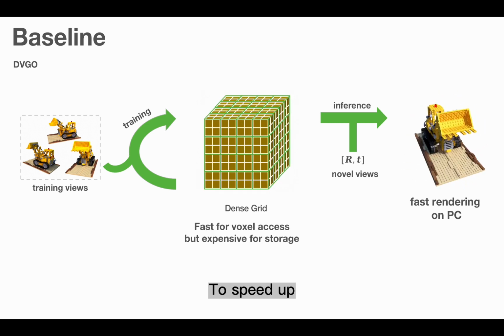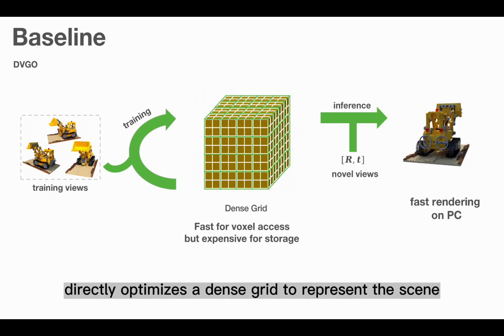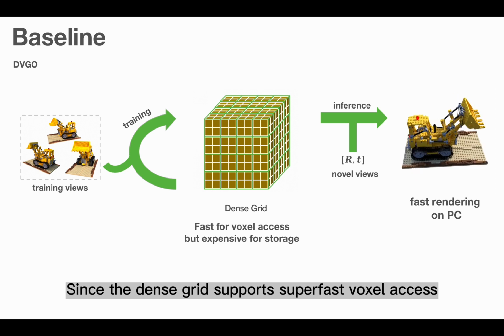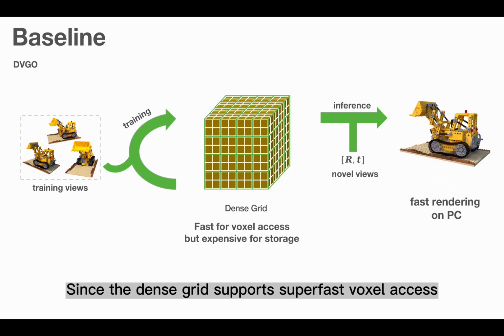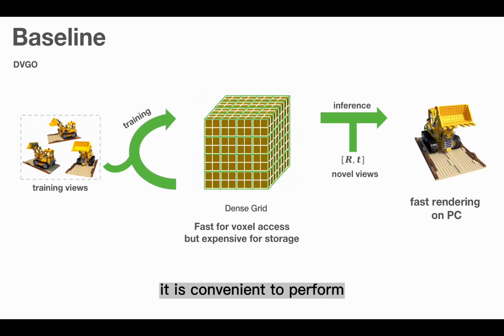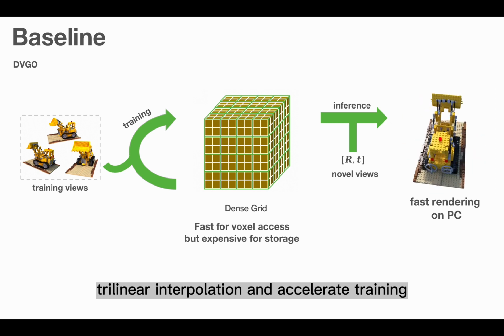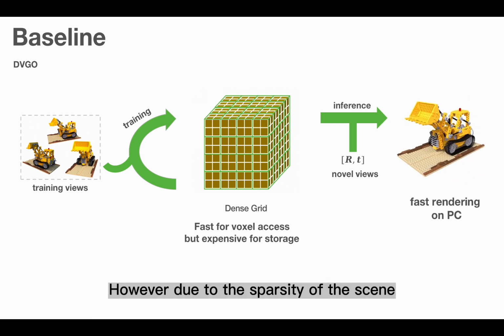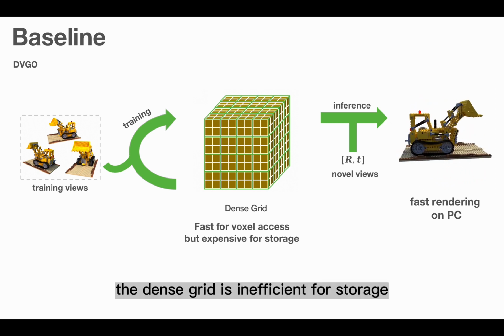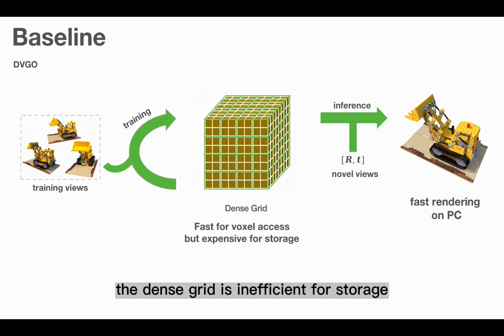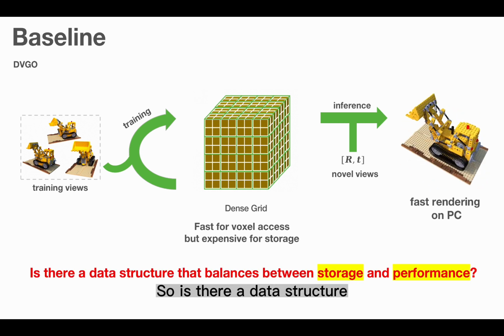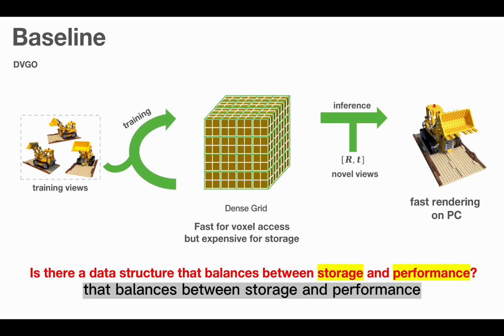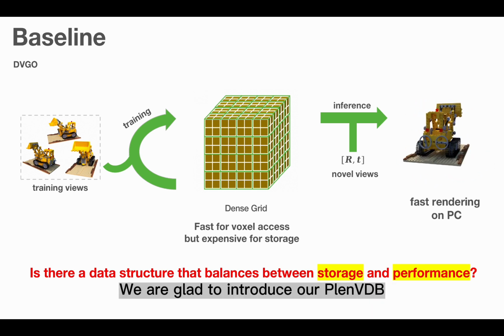To speed up, DVGO directly optimizes a dense grid to represent the scene. Since the dense grid supports super-fast voxel access, it is convenient to perform trilinear interpolation and accelerate training. However, due to the sparsity of the scene, the dense grid is inefficient for storage. So, is there a data structure that balances between storage and performance? We are glad to introduce our PlenVDB.